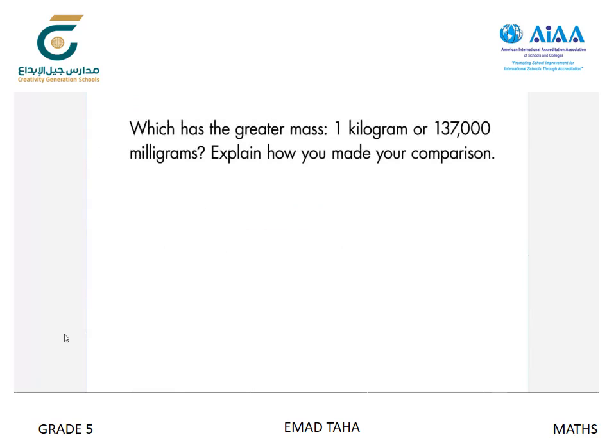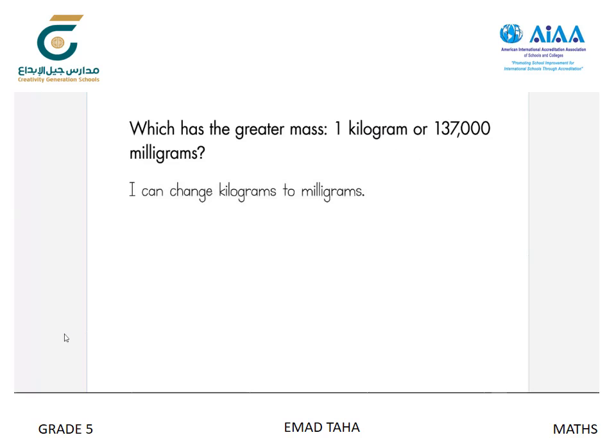This problem is key because students use what they know about multiplying and dividing with powers of 10 to convert among kilograms and milligrams. They are also asked to explain their work. Listen and look for students who convert larger units to smaller units in order to compare the number of milligrams equivalent to 1 kilogram to 137,000 milligrams.